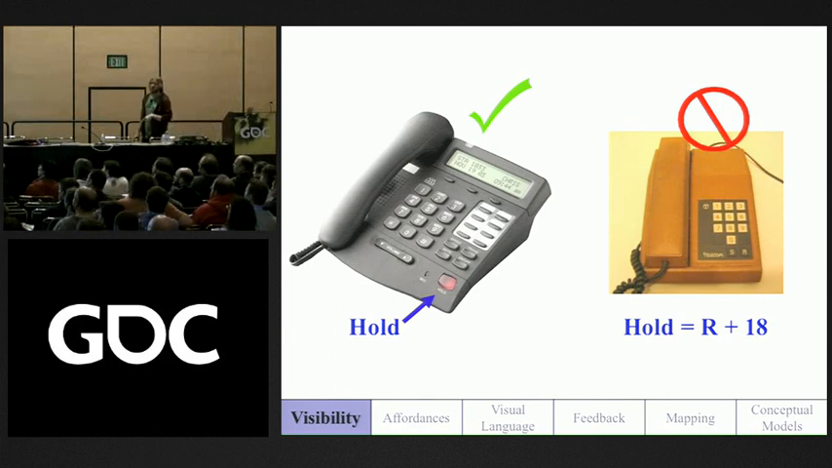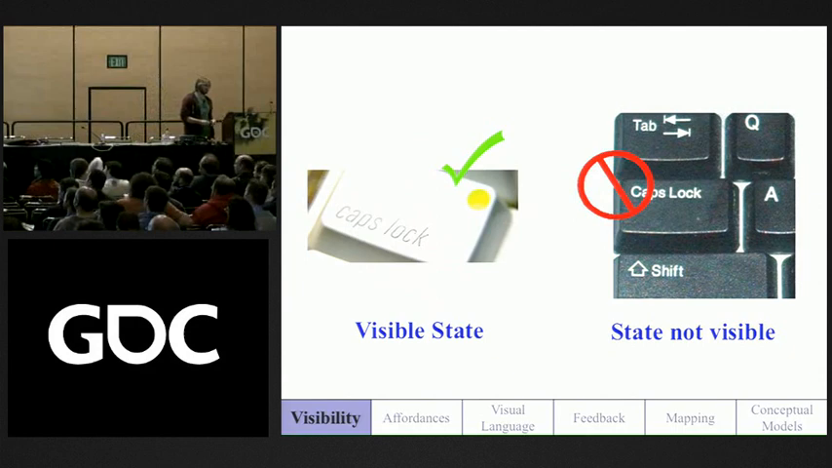The one on the right's an older phone. You have to push R and then key an 18. There's no visibility for that feature. You can easily imagine somebody not knowing where the hold button is, essentially.